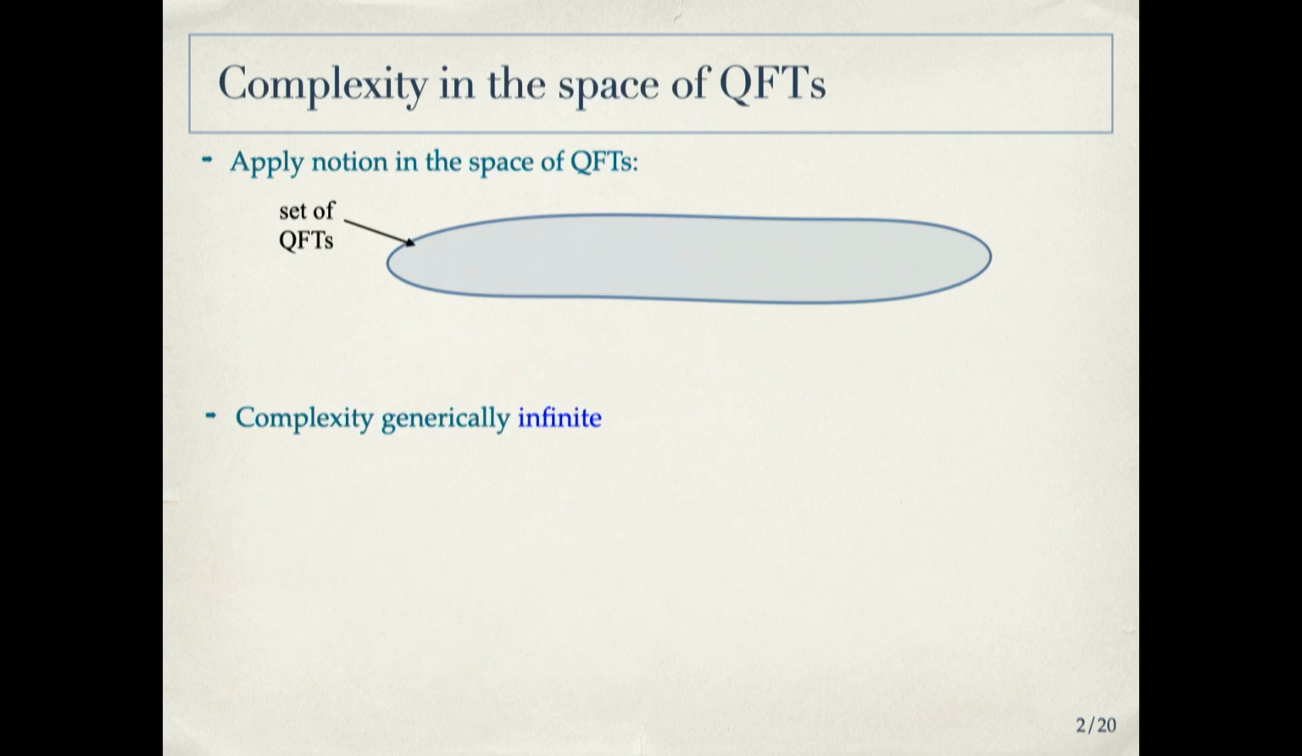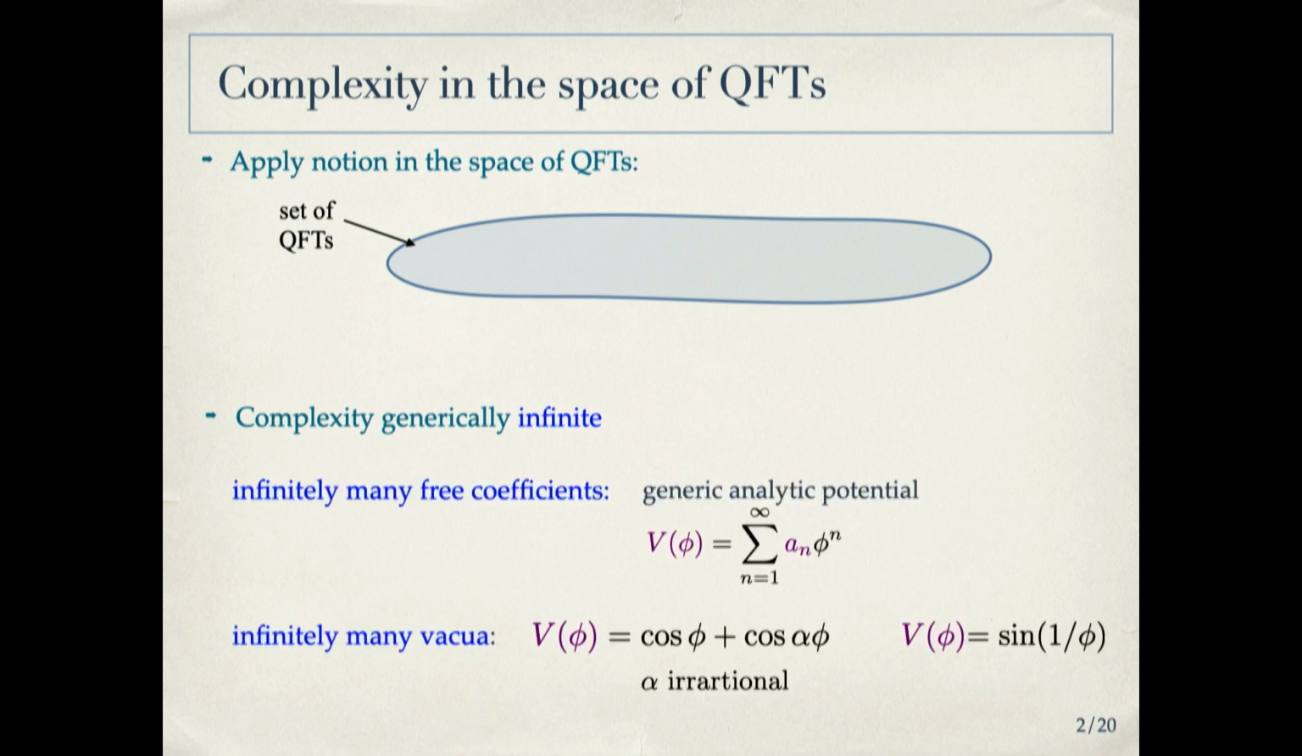Now, if we apply this notion to a generic QFT, which you might imagine, it turns out that this complexity is very quickly infinite. For example, imagine that your scalar potential is a generic analytic function which has infinitely many coefficients which have no algebraic relations, and then you would find that this is infinite. Other examples where you see that this complexity is infinite, but for a somewhat more subtle reason, are potentials which have infinitely many vacua, or even accumulation points like in this case.